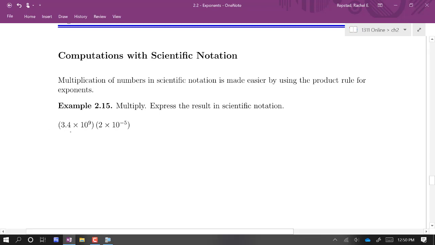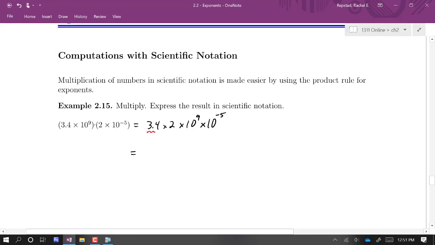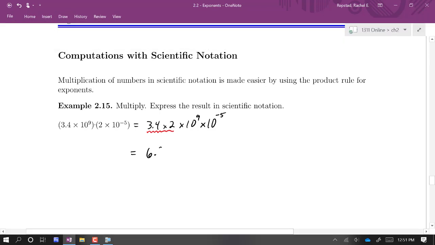So here in this example, we want to multiply 3.4 times 10 to the 9th by 2 times 10 to the negative 5th. So the first thing we'll notice is that this is all multiplication. And I can rewrite multiplication in any order I want, so I'm going to write it like this: 3.4 times 2 times 10 to the 9th times 10 to the negative 5th power. And then I can group the products the way I want. So I could multiply those two first. 3.4 times 2 is 6.8.